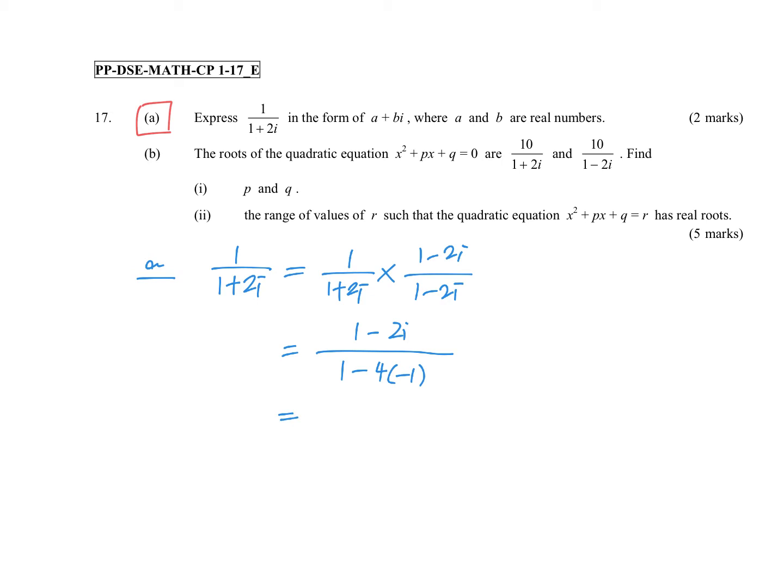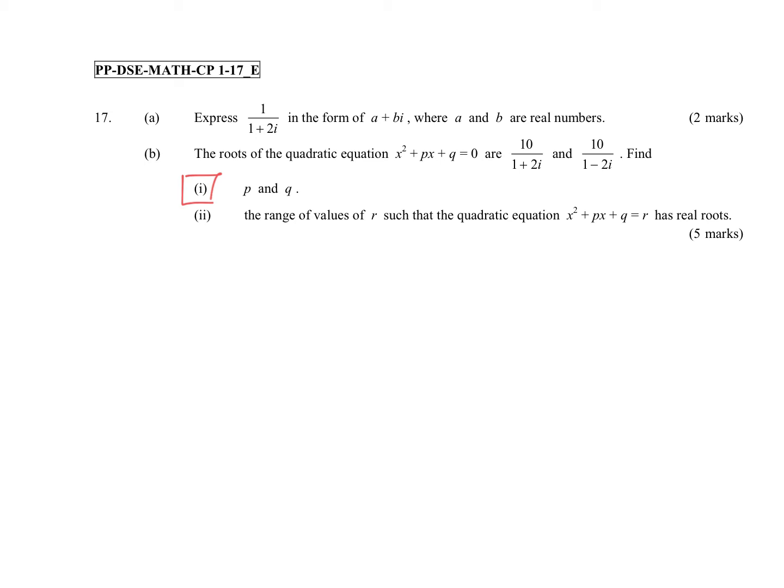And then splitting the two terms, we can get 1 over 5 minus 2 over 5 i. This would be the best form because if you refer back to the question, you are asked to express the complex number in the form of a plus bi. So that's why part A in this form will be perfect.